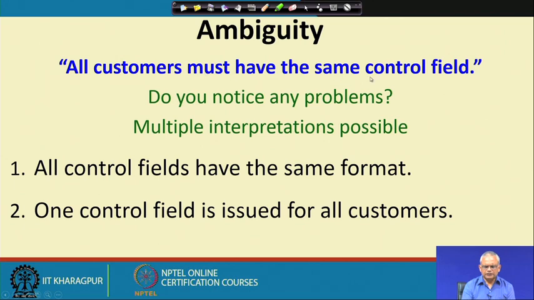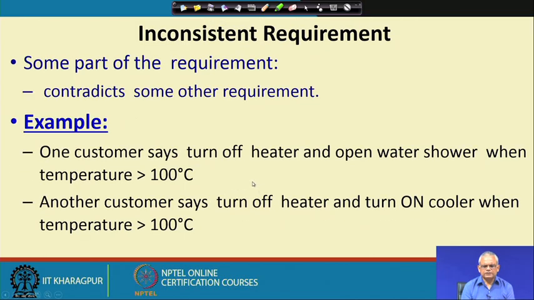Does it mean that the control field is one control field which is shared with multiple customers, and if they change it, other customers are able to see it and so on? Or is it that similar control fields are present with different customers? We need to discuss with the customer to check what was really meant. Is it that there is only one control field which is shared, and the action done by each customer also affects the other customers, or is it that they have similar control fields, the same control field, but these are independent? Now, let us look at an example of an inconsistent requirement.